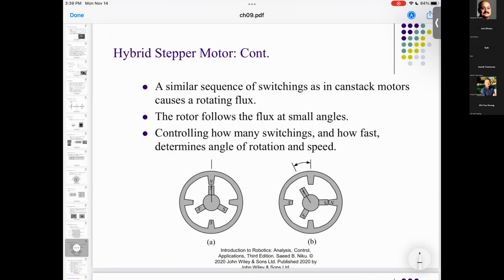Again, you can actually do the switching the way it is shown over here, wherein depending upon how many switchings you want or how many switchings you are activating, you can control the speed, you can control the resolution, and so on.